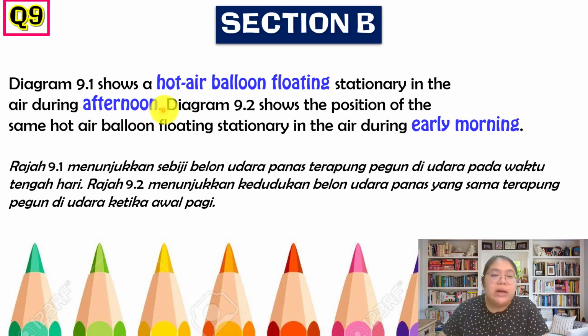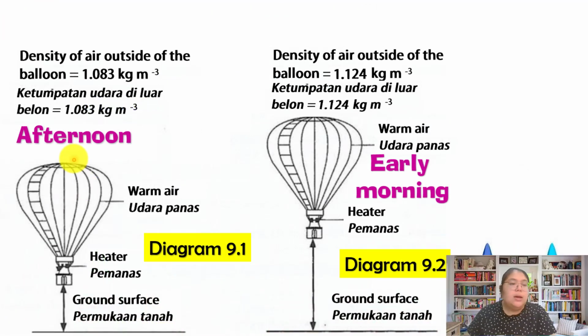The keyword I have already marked in blue: one is afternoon. Diagram 9.2 is also the same. It shows the position of the same hot air balloon, also floating stationary, but now during the early morning. From here, you can refer to the diagram. What's the difference between both diagrams? Both hot air balloons should be the same, just one is in the afternoon and the other is early morning.